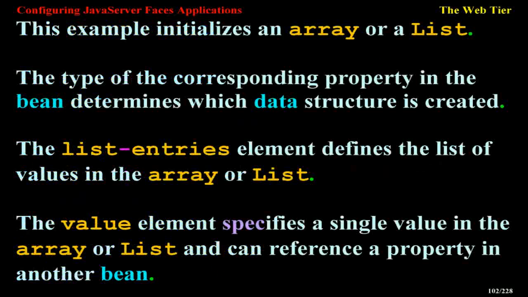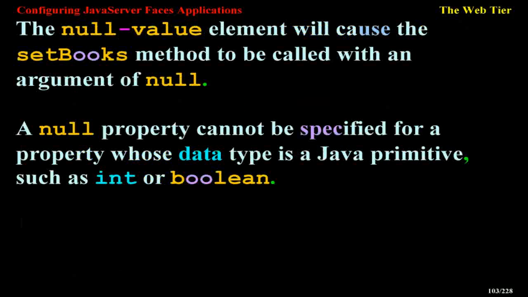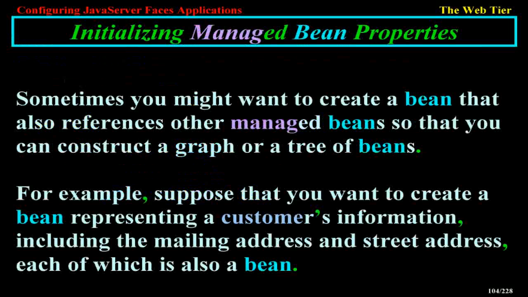The type of the corresponding property in the bean determines which data structure is created. The list entries element defines the list of values in the array or list. The value element specifies a single value in the array or list and can reference a property in another bean. The null value element will cause the setBooks method to be called with an argument of null. A null property cannot be specified for a property whose data type is a Java primitive, such as int or boolean. Initializing managed bean properties.